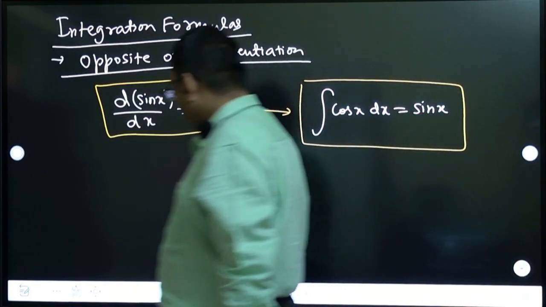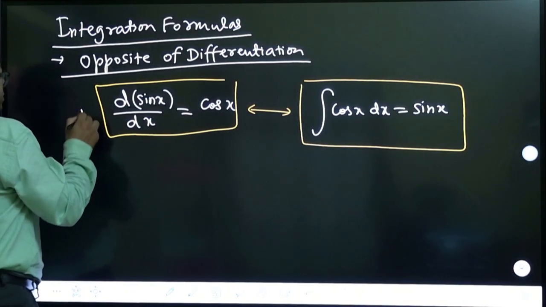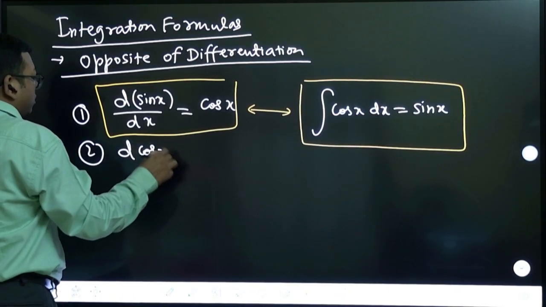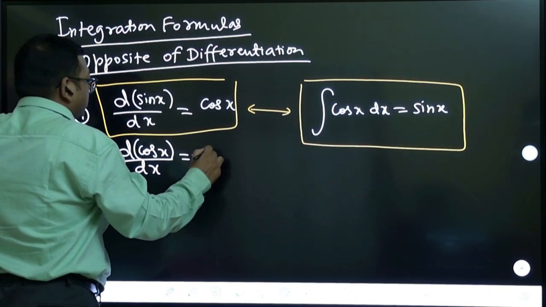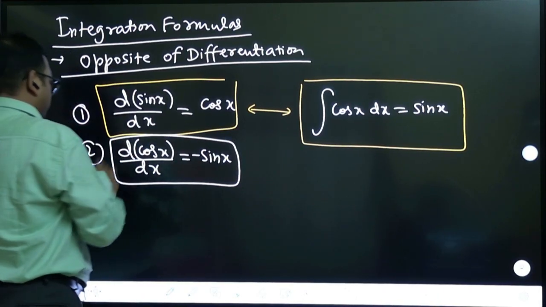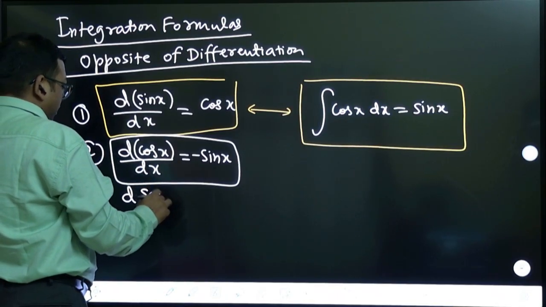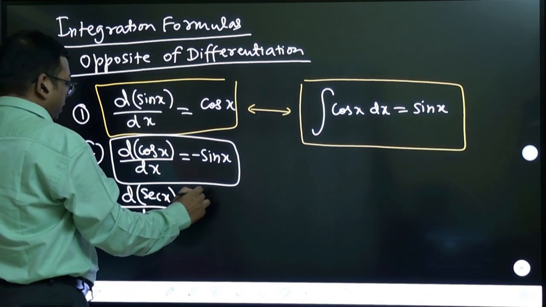Now let us write the trigonometric function formulas. So already you know, right? This is first sin x. Similarly, differentiation of cos x will be what? Cos differentiation we have seen, that is minus sin x. Okay, let's write the differentiation formulas first. Then differentiation of secant x. Secant x differentiation is tan square x.